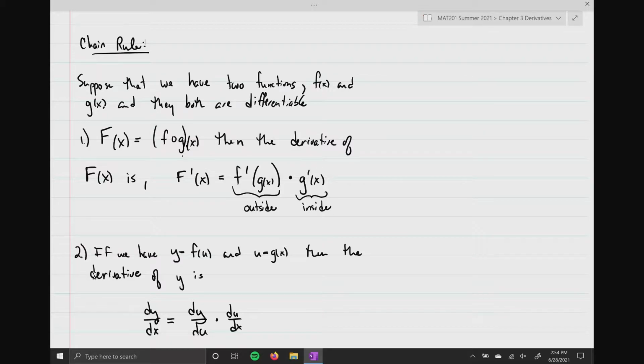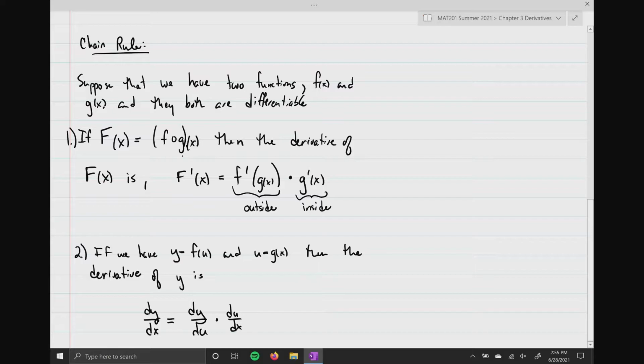So the first says, I'm sorry, I forgot a word here. So if capital F of x equals the compositional function f composite g of x, then the derivative is going to be equal to f prime of g of x times g prime of x. In other words, what you're going to do is identify what is the outside function and what is the inside function. Okay?